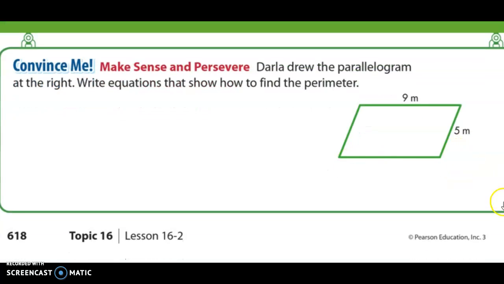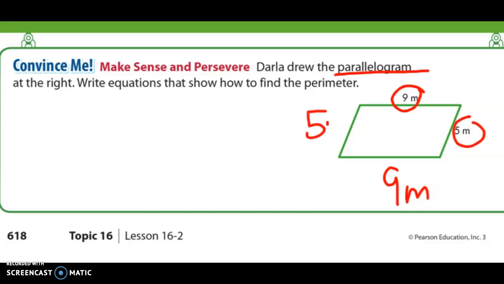Down here, Darla drew this parallelogram, write equations to show how to find the perimeter. Okay? So remember, an equation is just any kind of math problem that you would use to solve it. So really, they're just asking you to show your work here. That's basically what they're doing. Okay? Now, this is a parallelogram that tells us that in the question. So we know that a parallelogram has opposite sides that are equal in length. So if this guy's 9, I know this guy also is 9. If this guy's 5, I know this guy is also 5.